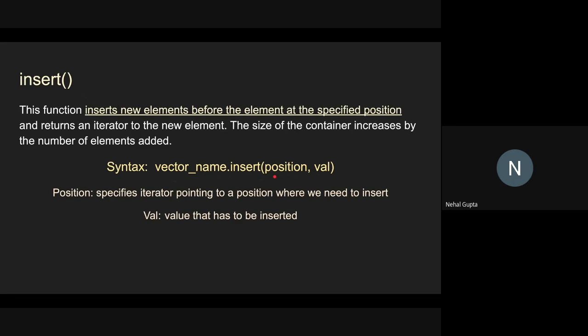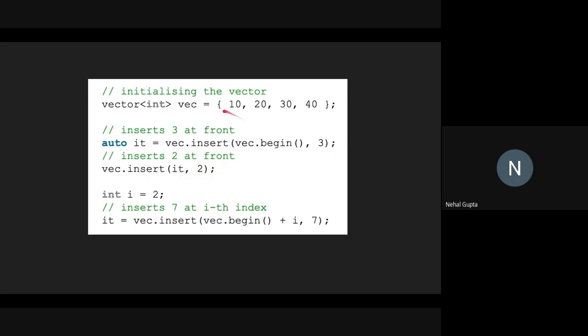That would be incorrect. The position has to be an iterator pointing to a position where we need to insert. You might be getting confused. I'll just show you in a minute. Position needs to be an iterator. The value has to be of the type of the vector. Like, if the vector is int, value also has to be int. I'll show you through an example.